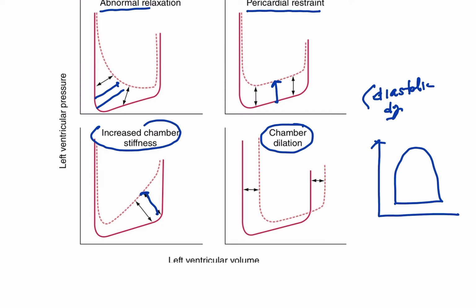So there are 4 types of diastolic dysfunction: chamber dilation, or pericardial restraint, or abnormal relaxation, or decreased compliance, meaning increased chamber stiffness. The change in the PV curve will be like that. So this is about diastolic dysfunction.